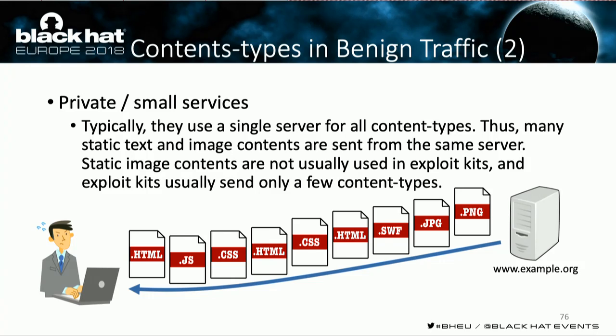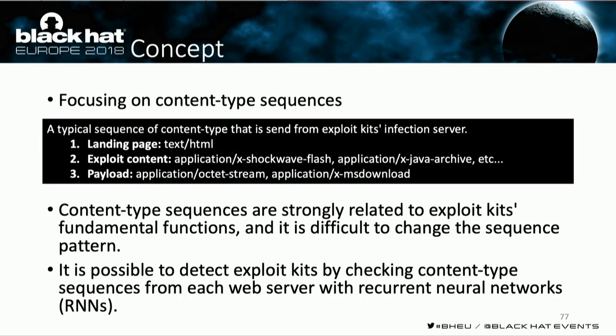We thought that we can distinguish between these benign contents order and exploit kits'. So, we focus on content type sequences. Also, those sequences are strongly related to exploit kit's fundamental functions. They cannot change the sequence pattern easily. Therefore, we thought it's possible to detect exploit kits by checking content type sequences from each web server with recurrent neural network.